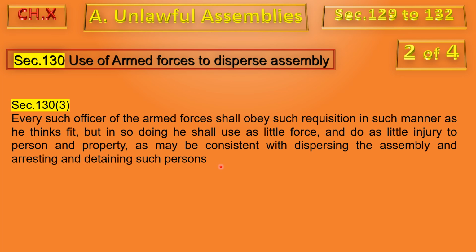Now, subsection 3 of section 130 gives power to the executive magistrate to take such action that may cause little injury and may cause damage to the property as well, to disperse the persons or to arrest the persons who are causing unlawful assembly. So this is all being done to take control of unlawful assemblies.